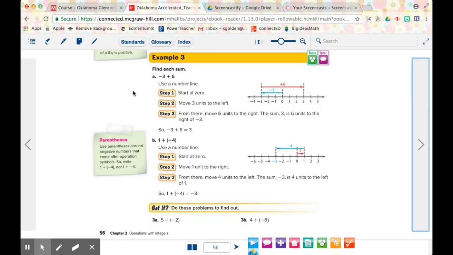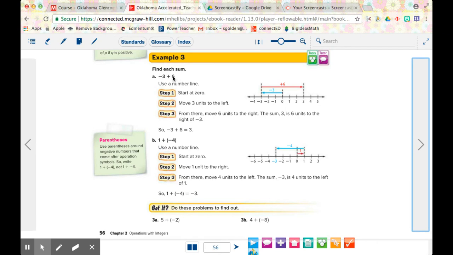Okay, so now we're going to look at example 3. We're going to skip example 2 because it's just more of the same problems. So for the first one, A, it says find each sum. We have -3 plus 6. So now we're adding with different signs. We have a -3 and a +6.